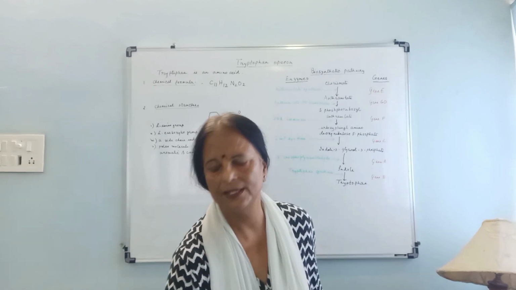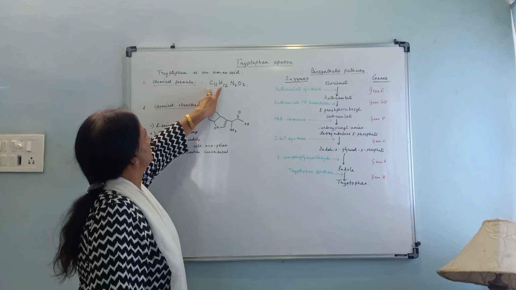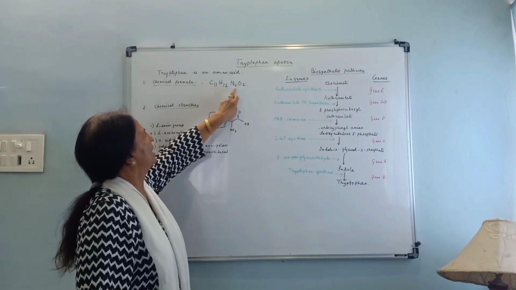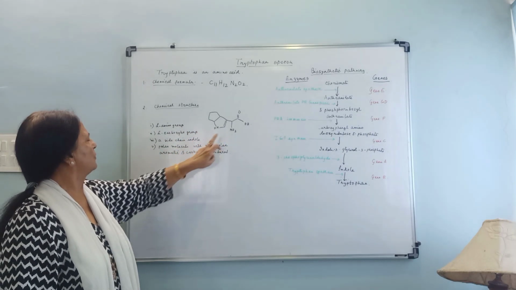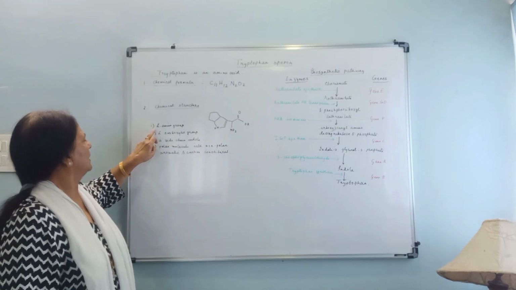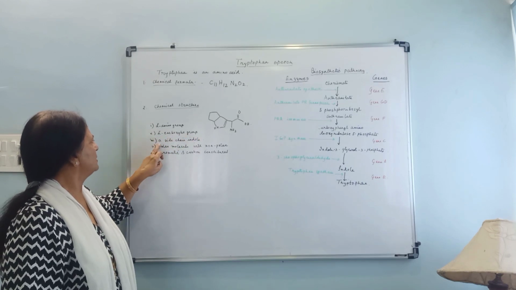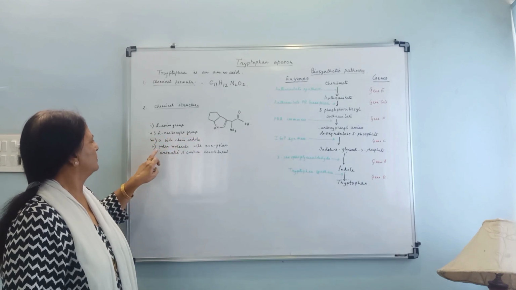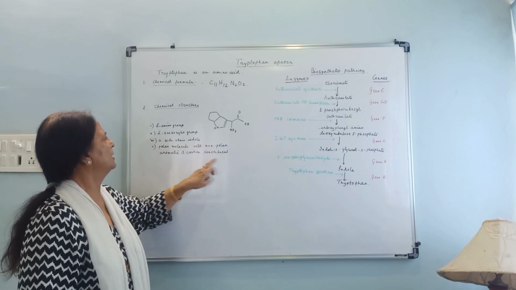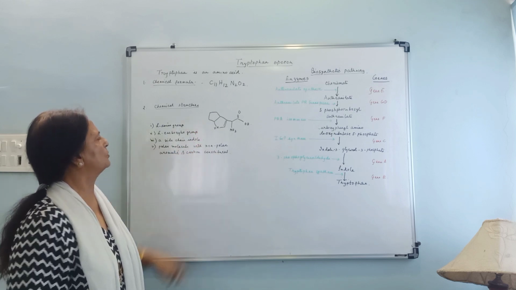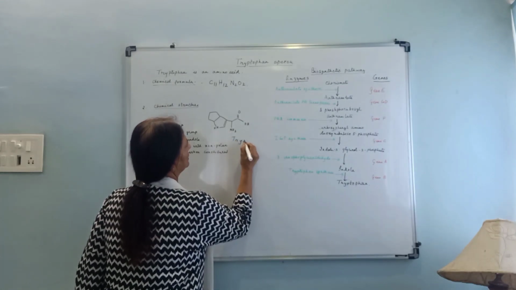So tryptophan is an amino acid having the chemical formula C11H12N2O2. This is the chemical structure of tryptophan. It has an amino group, a carboxyl group and an indole side chain, and is a polar molecule with a non-polar aromatic beta carbon constituent.